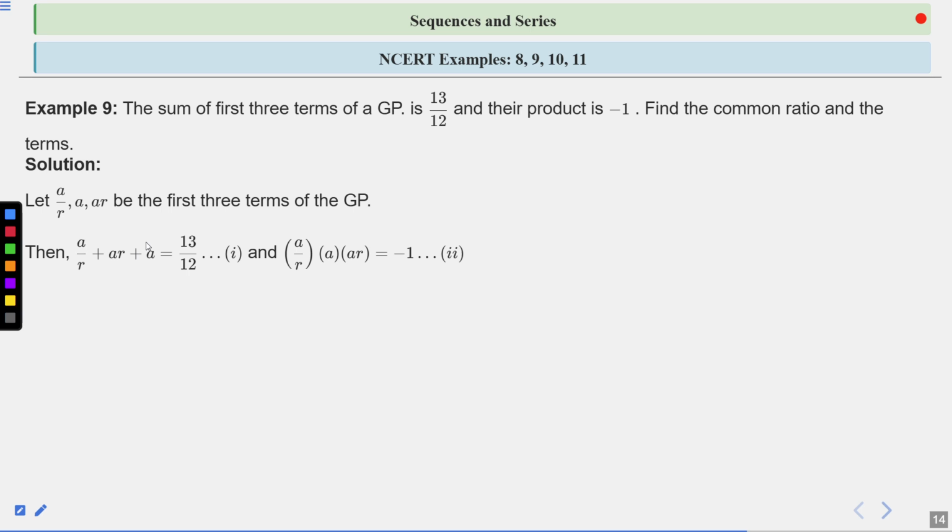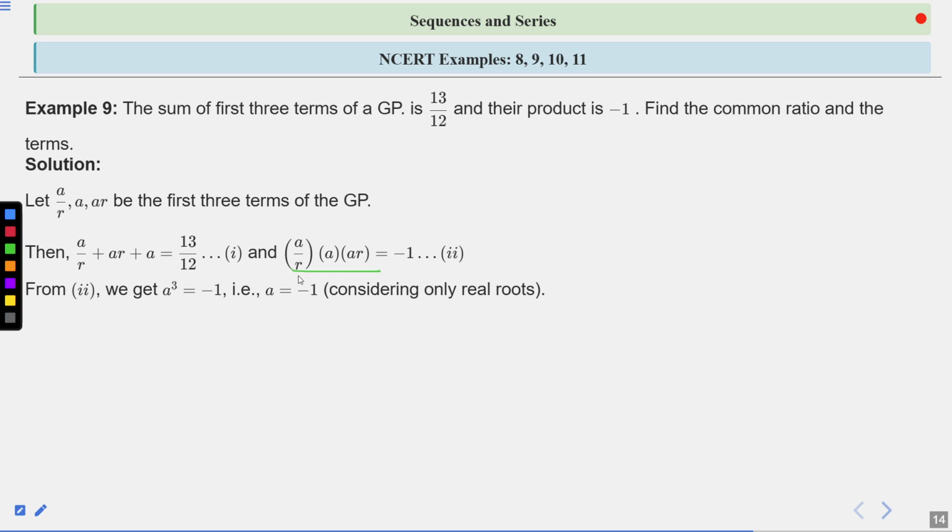Now, according to the condition, the sum of first 3 terms is 13 by 12. So A by R plus A plus AR is 13 by 12. I am naming this equation 1. Now the product is -1. So the product of all these 3 terms, A by R times A times AR, is -1. I am naming this equation 2.